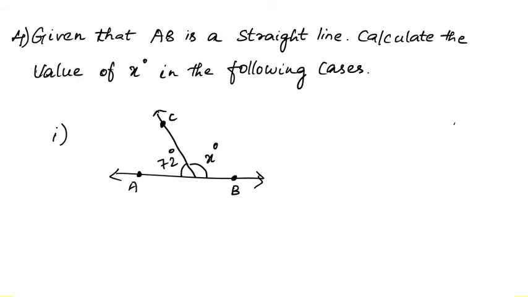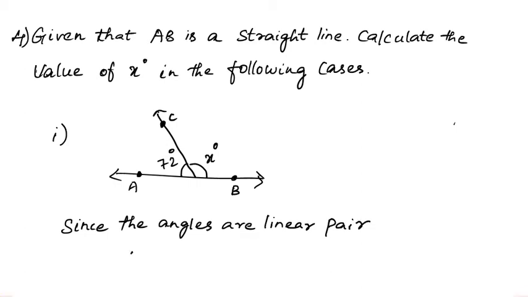Fourth question, given that AB is a straight line, calculate the value of x degree in the following cases. So if you look at the figure, we can see that angle AOC and angle BOC are linear pair, which means the sum of angle AOC and BOC will be 180 degree. So since it's a linear pair, we have angle AOC plus angle BOC is equal to 180 degree.